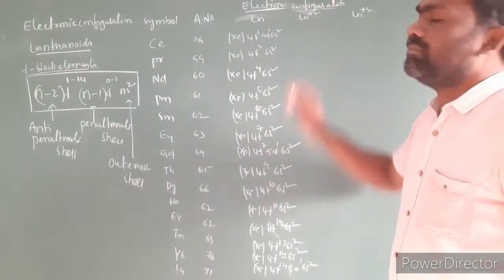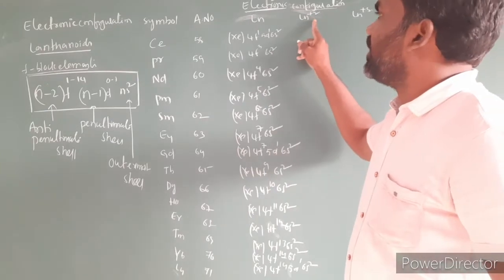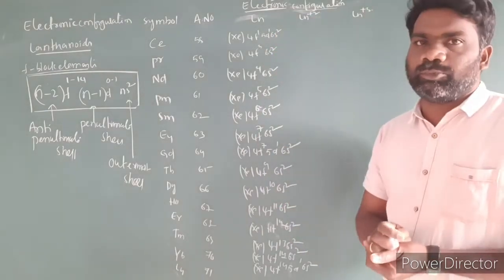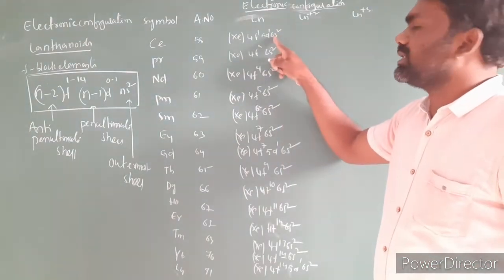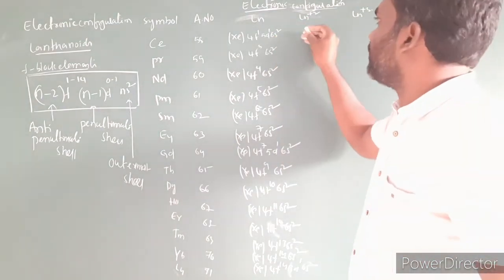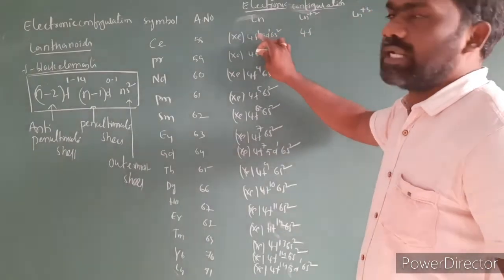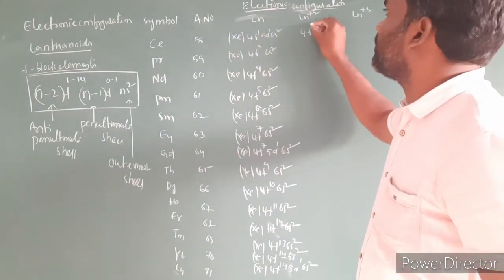Now we take Ln2+, so we have to remove 2 electrons. First we have to remove the electrons from the outermost energy level, from the 6s orbital. First 2 electrons we have to remove. Then the configuration will become 4f1 for the first element, the energy of these electrons will change, and then 4f2.